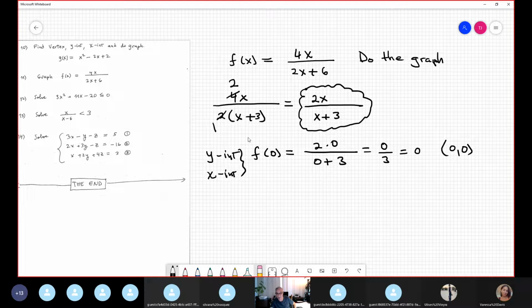Just in case, if you want to verify, the formula for finding the x-intercept is setting the function equal to 0. In other words, you take only the top part, which is 2x, equal to 0.